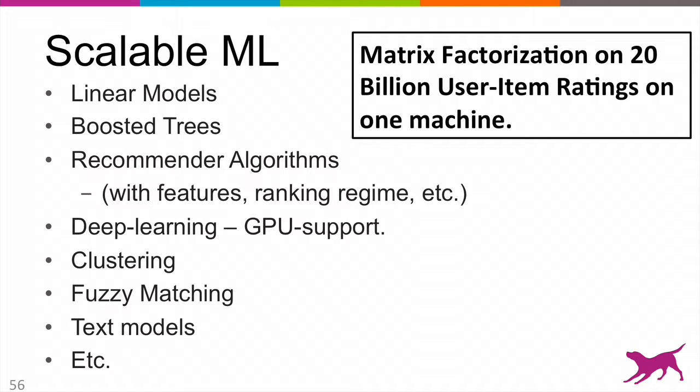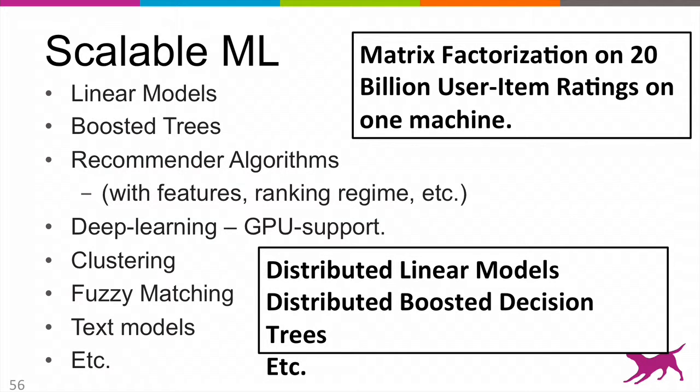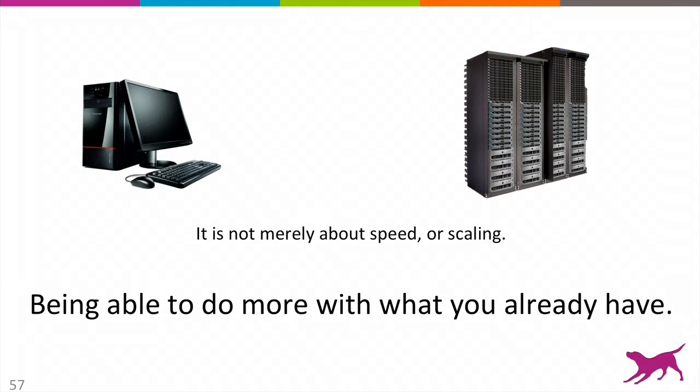We can scale every algorithm on a single machine to things which are much, much larger than what you can normally fit in memory. And we are also working on distributed stuff. We have early implementations of a few of the distributed machine learning algorithms. So it's not just about speed or scaling. It's easy to throw machines at problems until you run fast enough to beat all other benchmarks on this problem. But it's about being able to do more with what you already have.